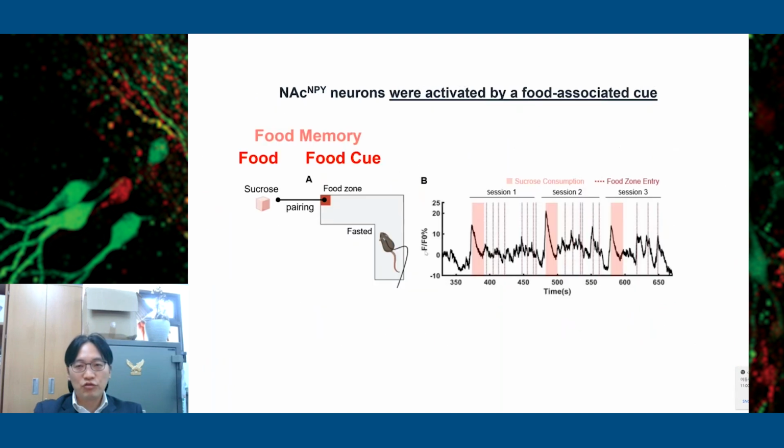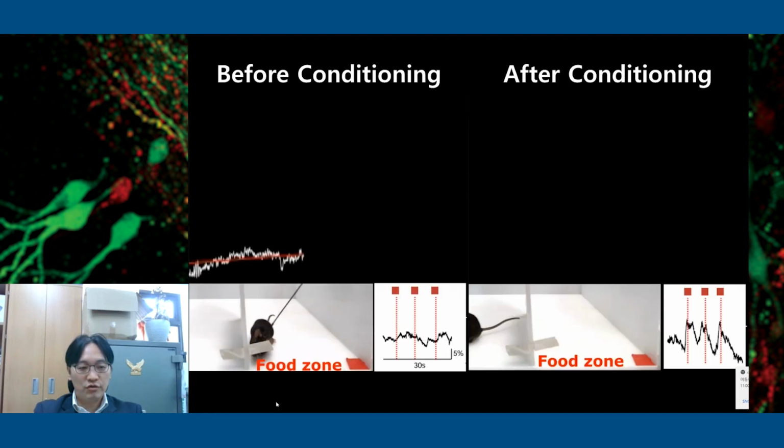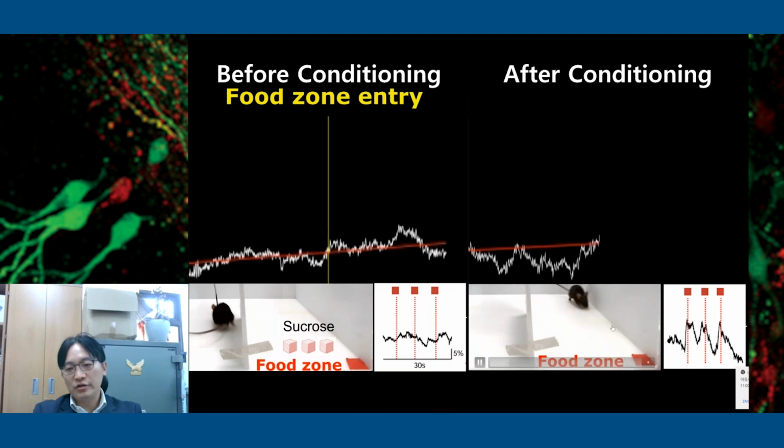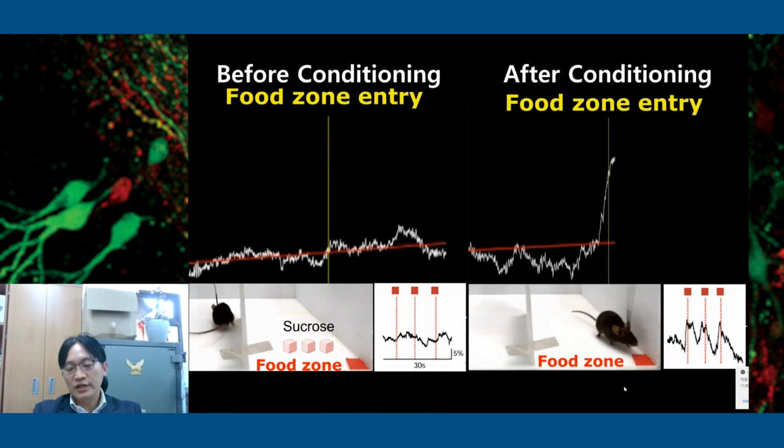Let me show you this video first. Before conditioning, this red zone doesn't mean anything, so no neural activity is recorded. But after they eat the sugar 3 times in this red zone, and then after the conditioning, they expect the sugar in the red zone. By this expectation, the neuron activity goes up.